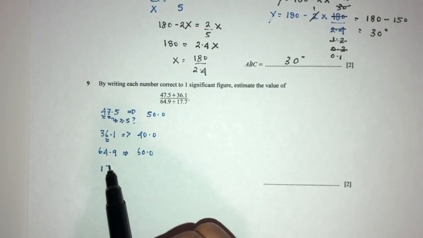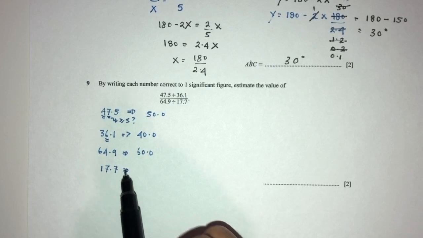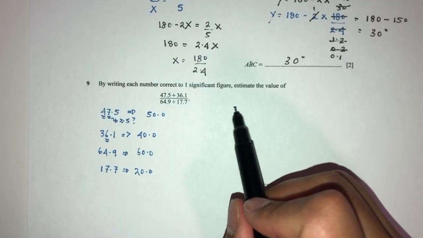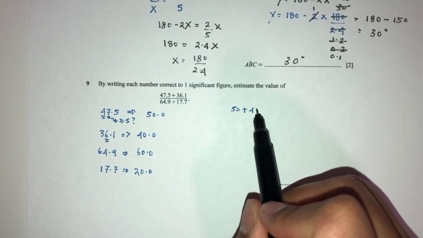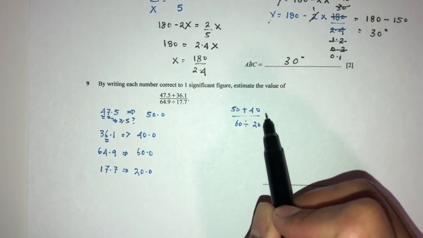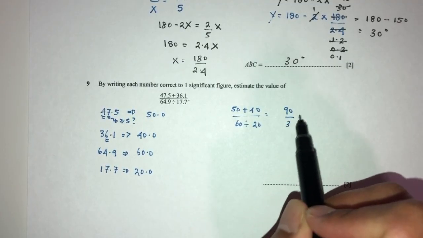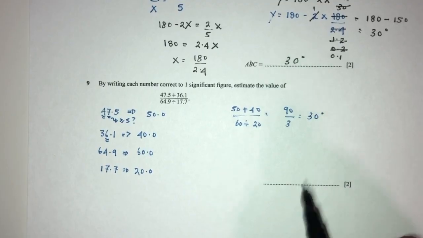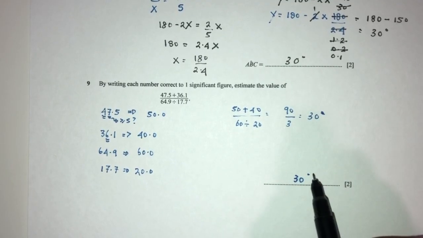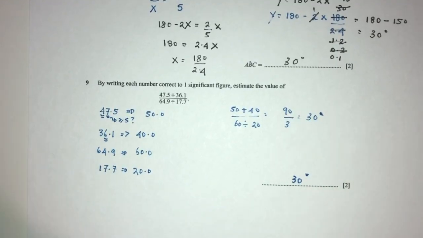Using the same logic, obviously, and this will become what? 20, right? So replace back, you will have 50 plus 40 divided by 60 divided by 20. That will be 90 divided by 3, and your answer will be 30. Not degrees, sorry. 30 for this value. Okay, that will be your question number 9.